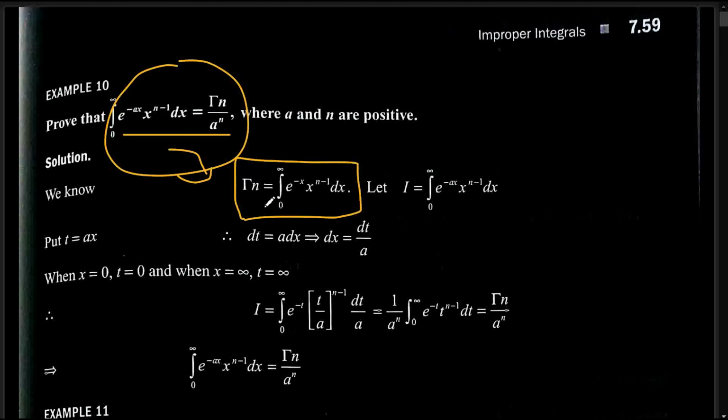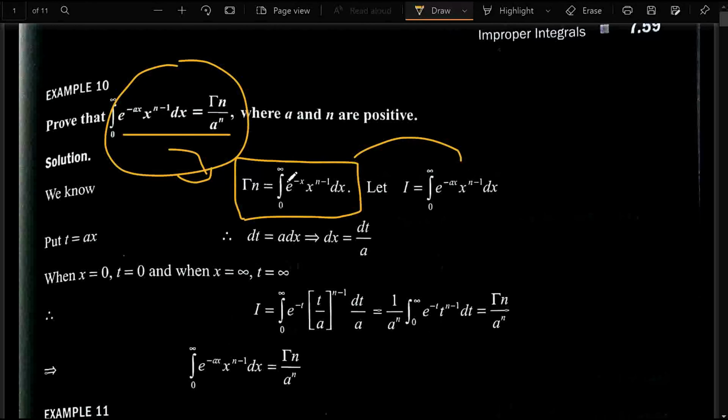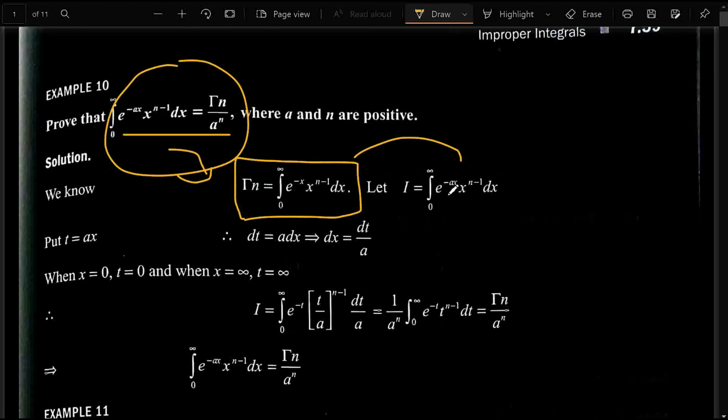So how could we make it? Just by substitution method. So many substitution methods are involved in this beta and gamma functions. So let's take this as the given function, to change it into this. Let's think about what to do to make it a gamma function. Here e to the power minus x is there, but here e to the power minus ax is there, so this is not in the form of gamma functions.